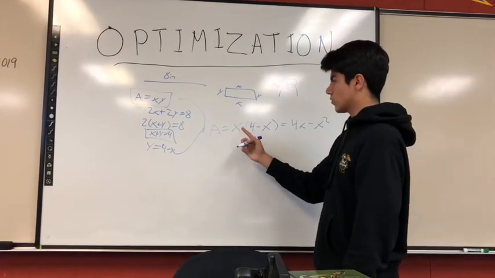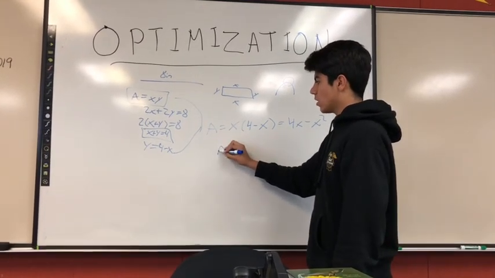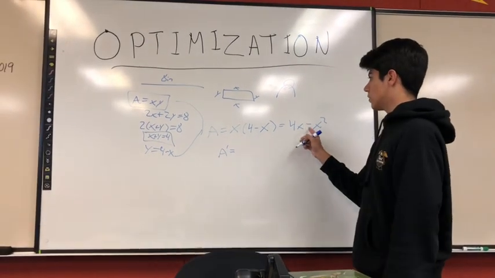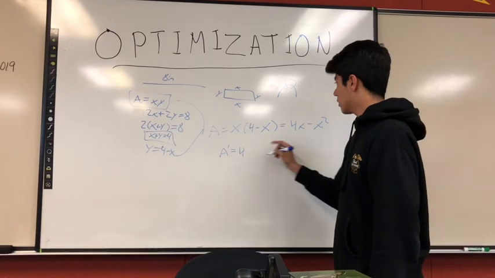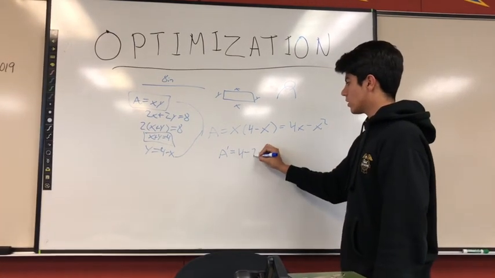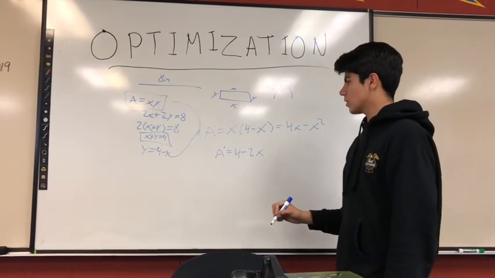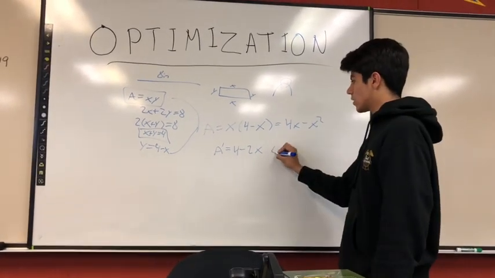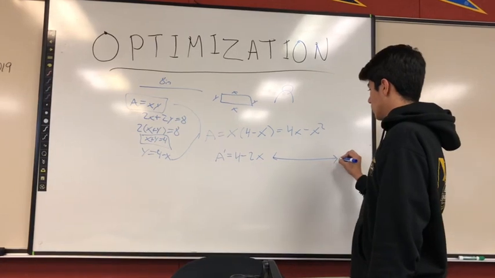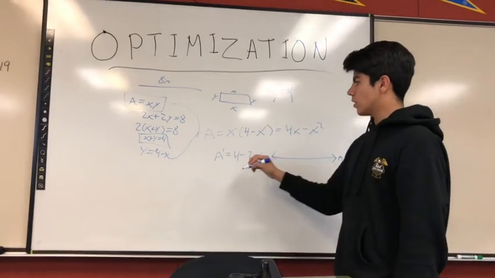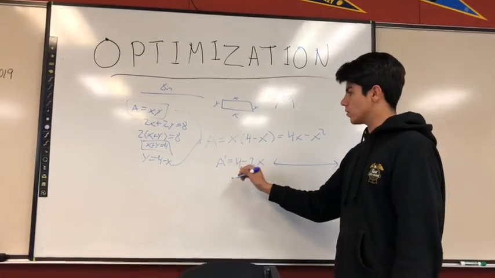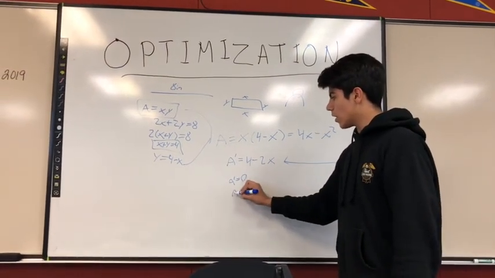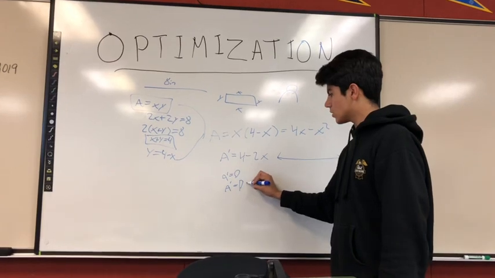The first step here is going to be taking the derivative of our area equation. So I'm going to label this A prime. The derivative of 4x is 4, and of negative x squared is negative 2x. And now I want to find my maxima, so I'm going to do my first derivative test here. I'm going to label this number line A prime. And first I want to see where A prime equals 0 or where A prime does not exist.